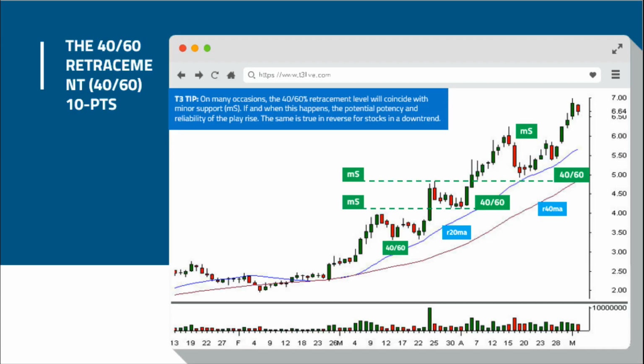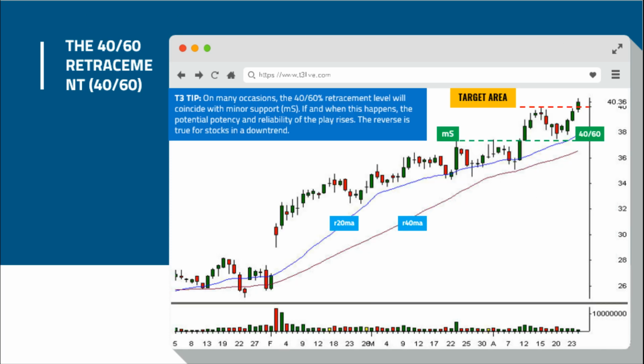Notice the stock pulled back almost to the rising 20, to minor support, and to the 40-60% retracement level. So you get all three in one shot. You see what I mean? You get three amplifiers in one fell swoop. Does that make sense? Here it is again. Pull back to the rising 20, to minor support, and to the 40-60% retracement. Perfect.